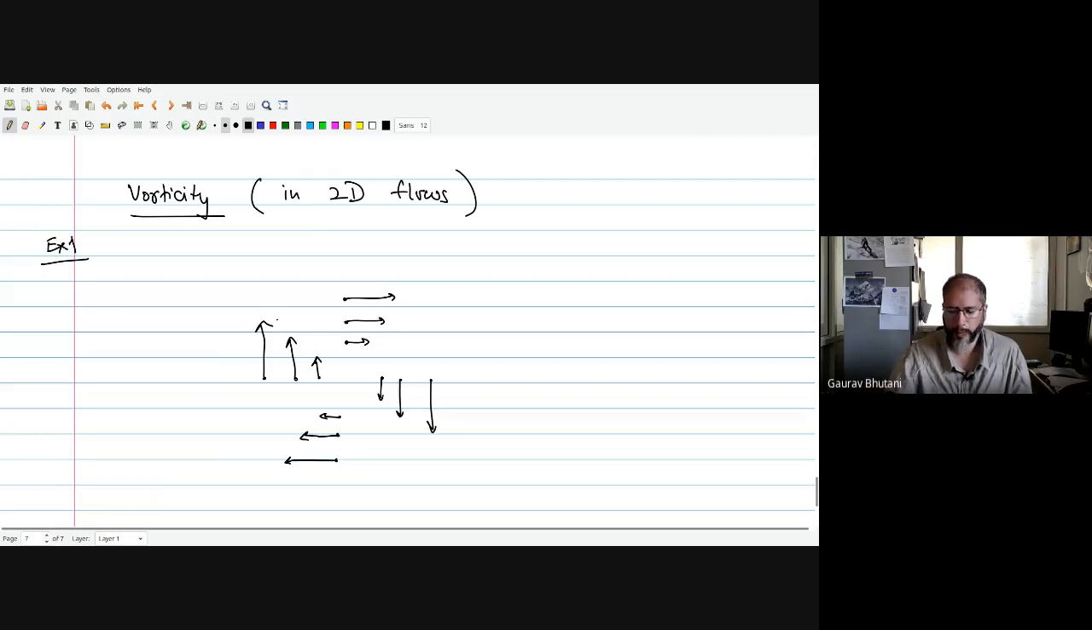Okay, so this is a quiver plot, let us say, of the velocity field. Of course, I have not taken too many points, but I have taken a few points, and on those points, I have drawn the velocity vectors, and the length is proportional to the magnitude of velocity. So let me ask you this question. Do you think there is any rotation happening in this flow?